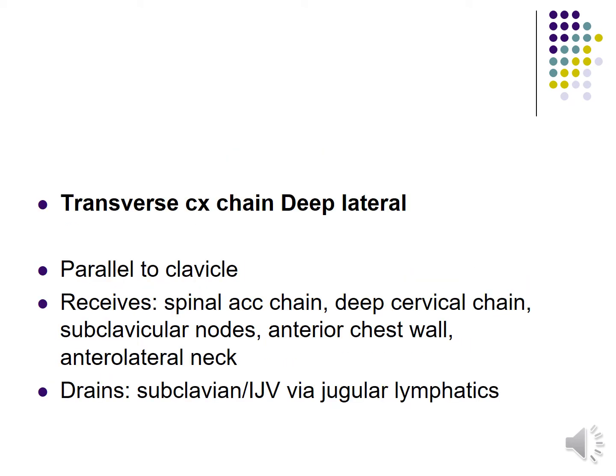The transverse cervical chain, a deep lateral group of lymph nodes parallel to the clavicle, receives from the spinal accessory chain, deep cervical chain, subclavicular node, anterior chest wall, and anterior lateral neck. It drains to the subclavian and internal jugular via jugular lymphatics.